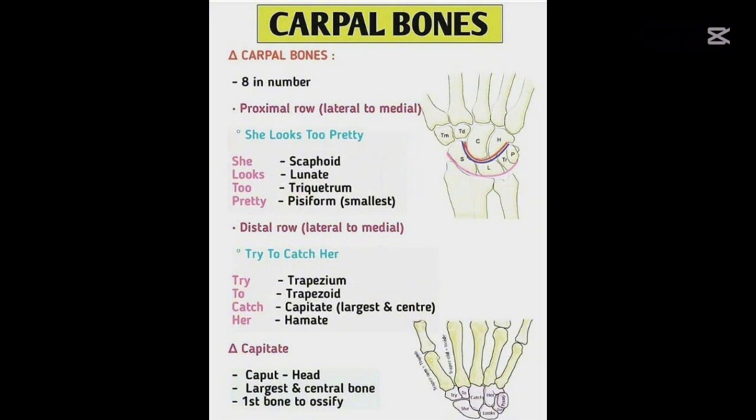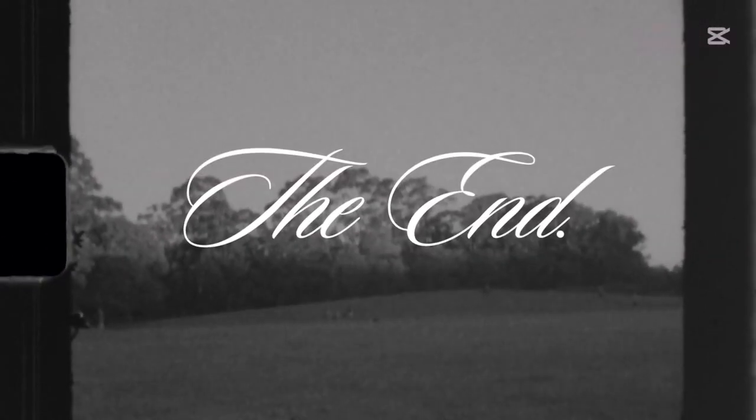The capitate is also the largest bone. The most fractured is scaphoid. The most dislocated is lunate. Don't forget, the smallest one is also pisiform, which is the last bone to ossify. It's very small. So hope you understand it.